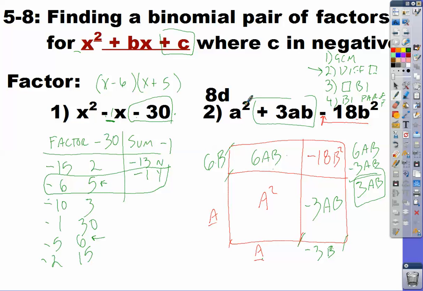So therefore, our equivalent expression of this equation is going to be what? Ethan: a plus 6b, a minus 3b. A plus 6b times a minus 3b. Okay. Are there any questions so far?